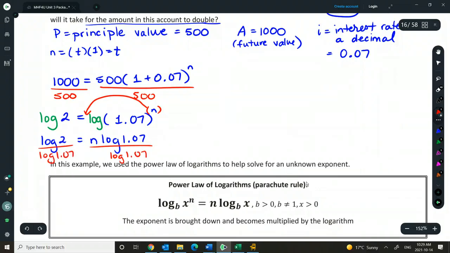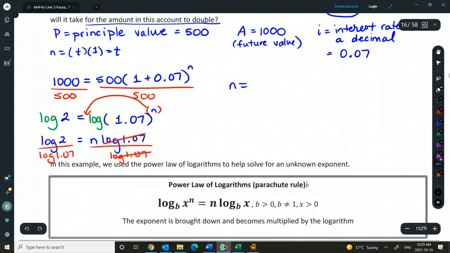So no calculators needed at this point, right? This is all by hand. We don't need our calculator until the very end. So these are canceled now, and n should be equal to the log of 2 divided by the log of 1.07. So let's all try that in our calculators.